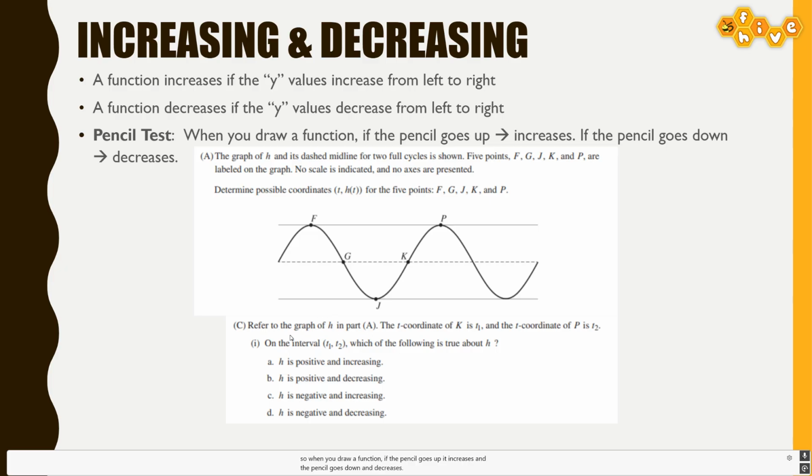So let's try this. Referring to the graph h in part A, the t-coordinate of k is t1, and the t-coordinate of p is t2. On the interval t1 to t2, which of the following is true about h?